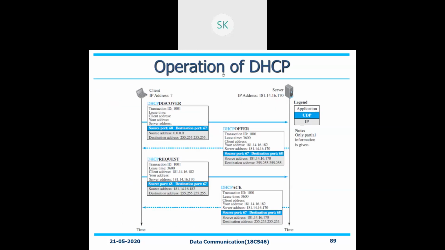See, this is the operation of your Dynamic Host Configuration Protocol. At the beginning, what is the aim of this particular DHCP? In order to get the client side or host side IP address, you need to send one particular packet. What is that packet? DHCP Discover. What is this DHCP Discover? DHCP is nothing but Dynamic Host Configuration Protocol.